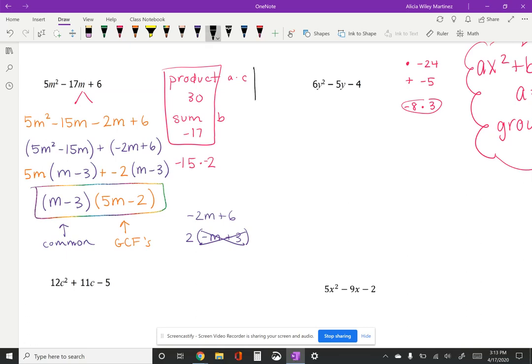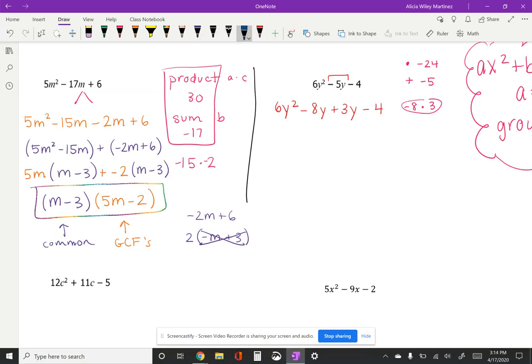So for this problem here, the first term stays exactly how it is. I'm going to split up the negative 5y into two terms, so negative 8y and 3y. Remember those coefficients come from this side work over here, and then I'm going to bring down the negative 4.